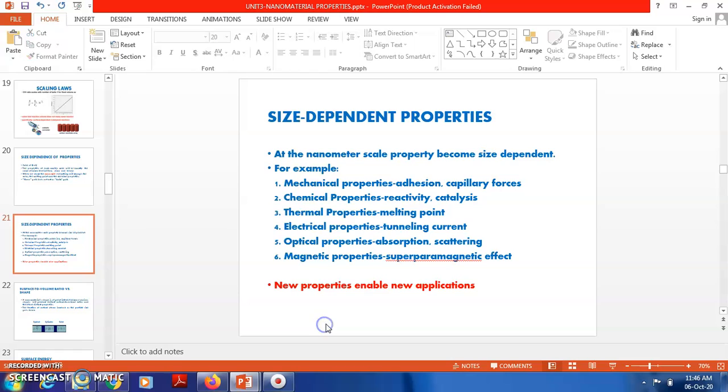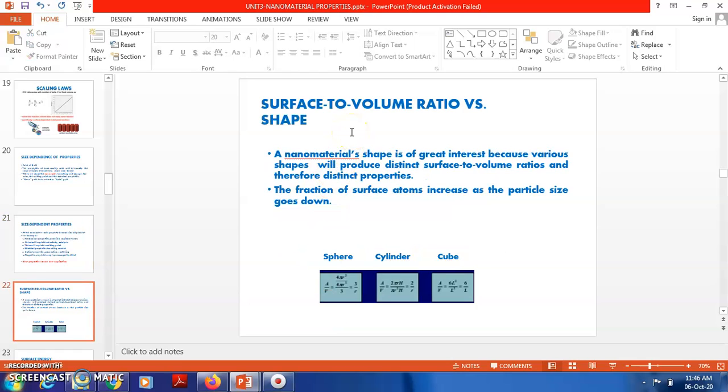Next, surface to volume ratio versus shape. I am considering three shapes of a nanoparticle: sphere, cylinder, and cube. When I calculate A by V, that is nothing but the surface to volume ratio. Initially for the sphere it will be 4 pi r square divided by 4 pi r cube divided by 3. I am getting 3 by r. Similarly for the cylinder I am getting 2 by r, and for the cube 6 by l.